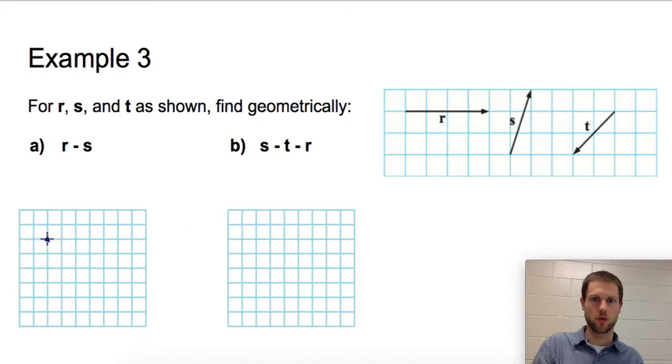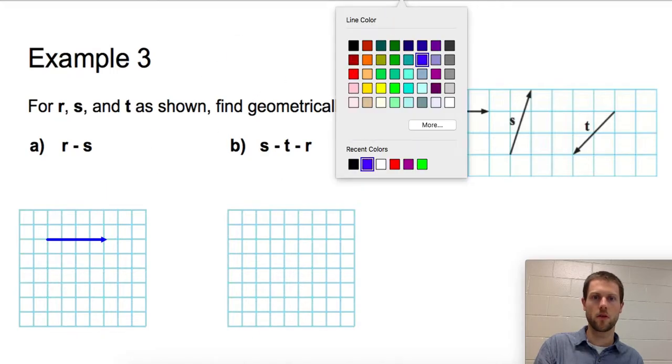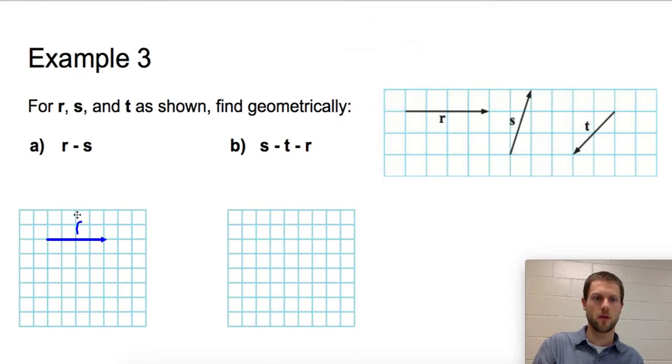And that's over 1, 2, 3, 4. That's vector r. And I'm going to subtract s. And just like before, to help visualize, I'm going to draw a picture of what negative s looks like over here.